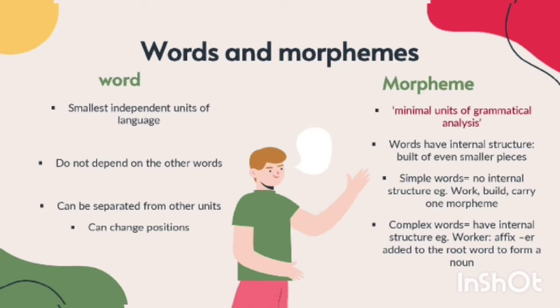In contrast, morphemes are the minimal units of grammatical analysis. Words have internal structure and are built of even smaller pieces, and these smaller pieces are called morphemes. Simple words have no internal structure. Example: work, build, carry, one morpheme. Complex words have internal structure. Example: worker. The affix -er is added to the root word to form a noun.